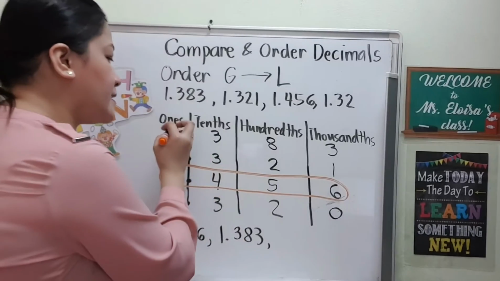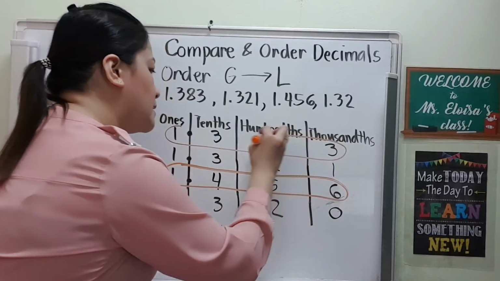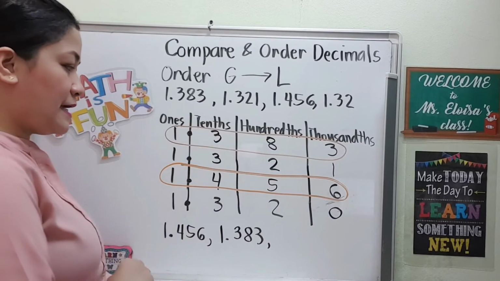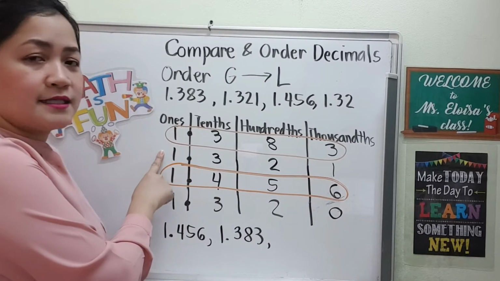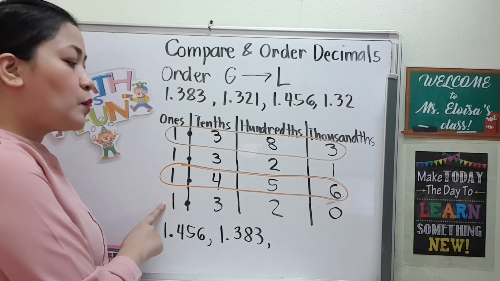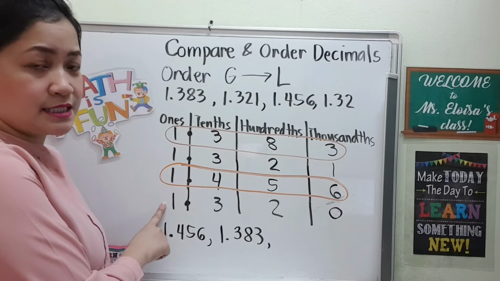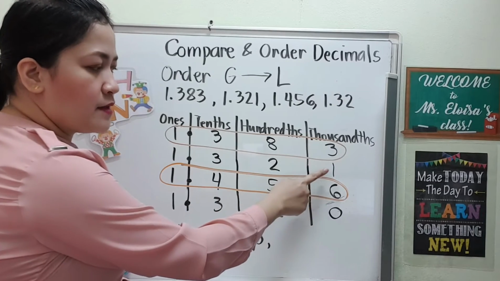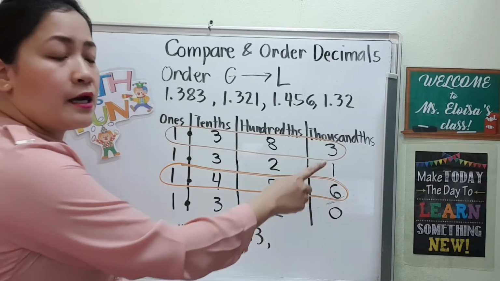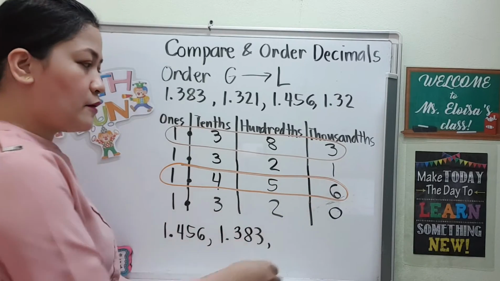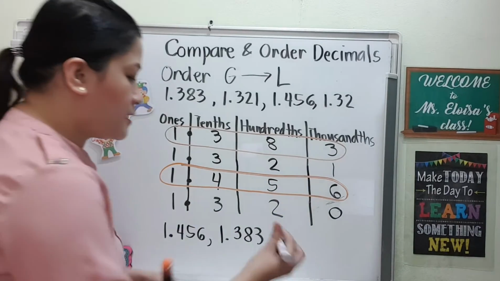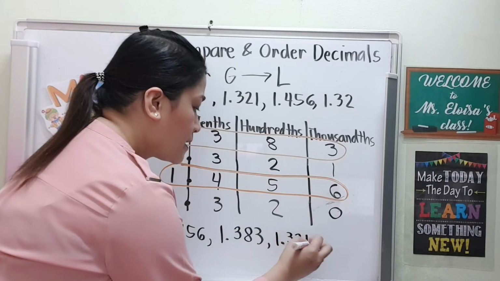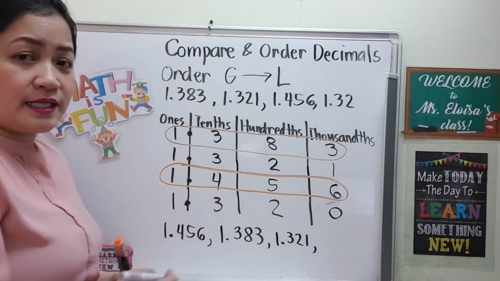And we can circle that out so we won't get confused. Now we have 2 numbers left. We have 1 and 321 thousandths and 1 and 320 thousandths. So we now compare the thousandths place. We have here 1 and 0. And 1 is greater than 0. That means 1 and 321 thousandths is greater than 1 and 320 thousandths.